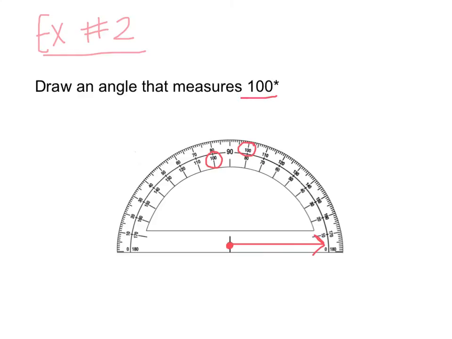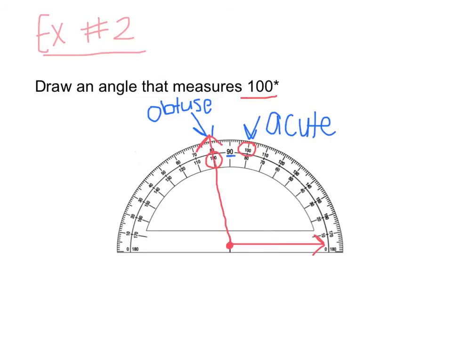Now we have to decide which one of those is obtuse. This one right here is going to be an acute angle, because it's going to be less than 90. Here's 90 right here, and it's less than that. So we're looking for this one, obtuse, because we know it is more than 90 degrees. So all we do is draw our line up to the 100 degrees, draw your arrow to show that it'll keep going, and there's your 100-degree angle.